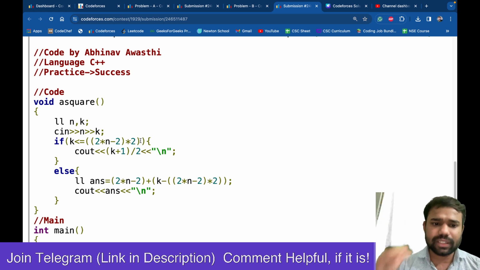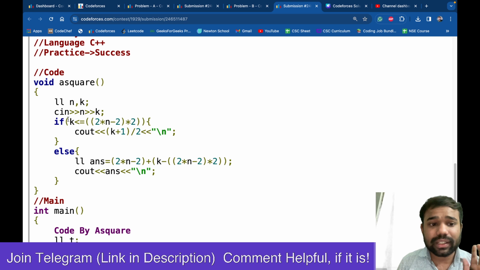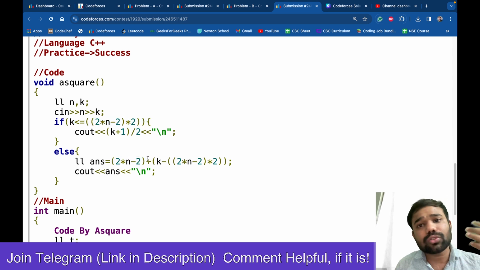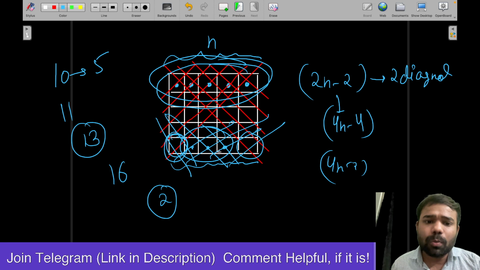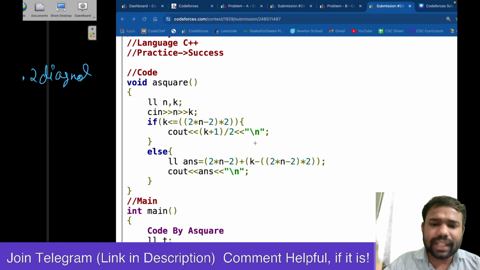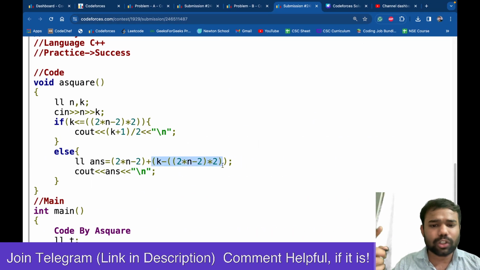But if k is more than this, then you will need 2n minus 2 dots. You will have to take all these dots, plus you have to take from these two. Now if there is one extra, then one dot, two extra, two dots. That is what the problem is. I hope you got it.